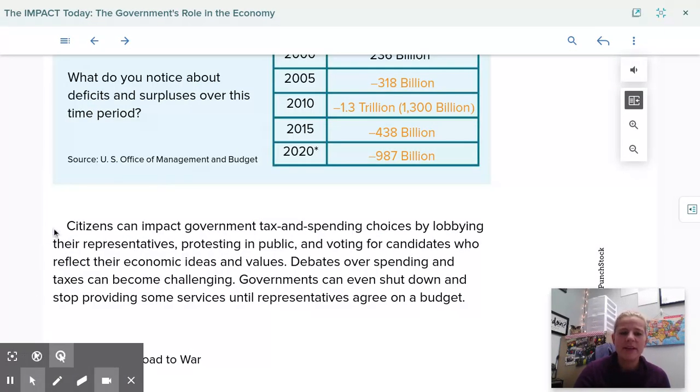So citizens can impact government tax and spending choices by lobbying their representatives, protesting in public, and voting for candidates who reflect their economic ideas and values. Debates over spending and taxes can become challenging. Governments can even shut down and stop providing some services until representatives agree on a budget.